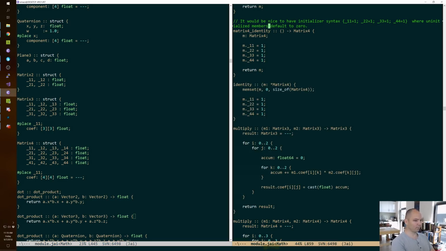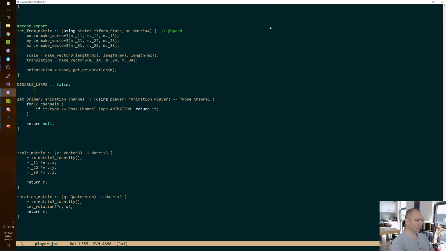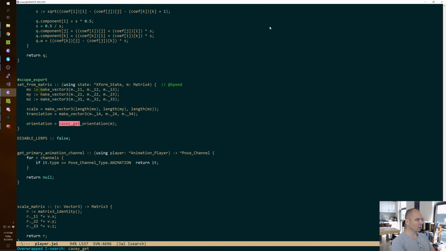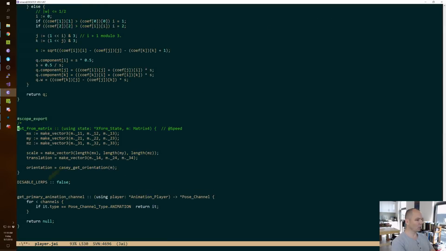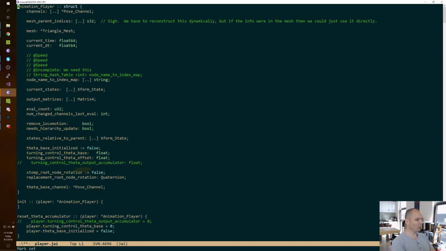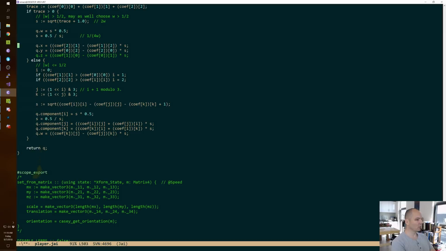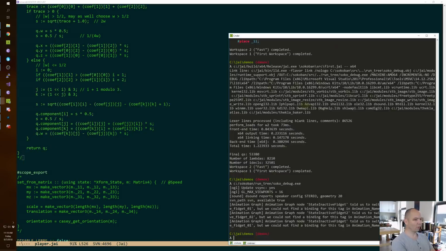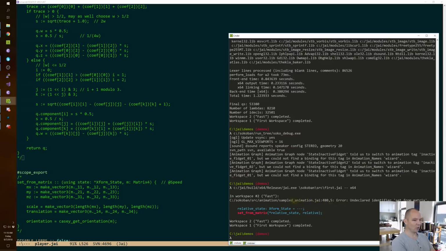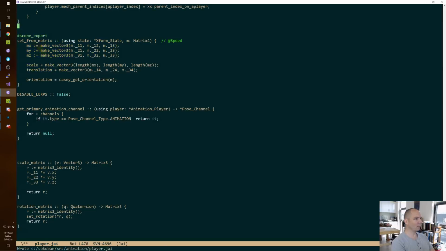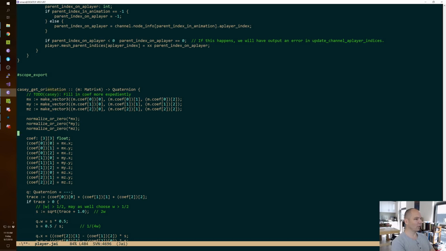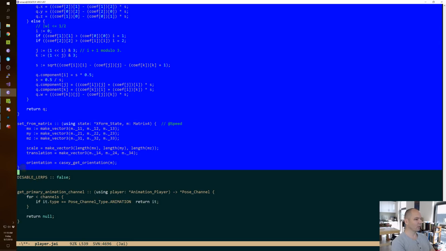Oh, before we check it in, we don't use set from matrix anymore, I don't think, which means we don't need case you get orientation, right? Which means all this stuff. Oh, we do. We do it when we're loading the file. So we could put all of this into sampled animation. Let's hold on. Let's do this.